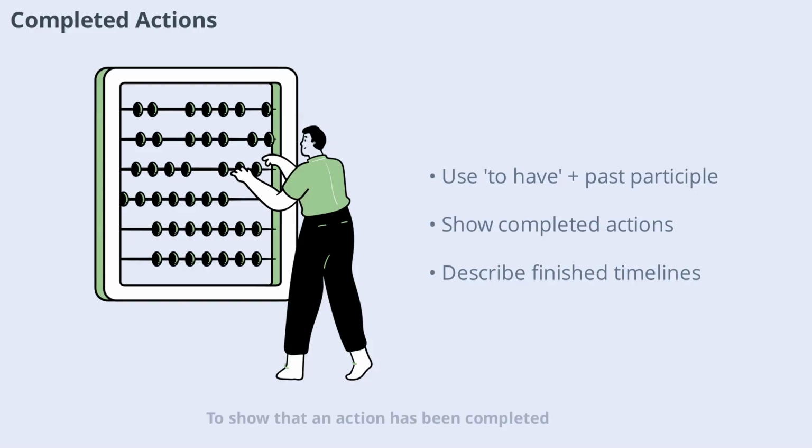To show that an action has been completed, use a past participle with the helper verb to have. For example, they have finished their homework. Here, have finished tells us the action is done. This structure is used to talk about experiences, results, or actions that affect the present.